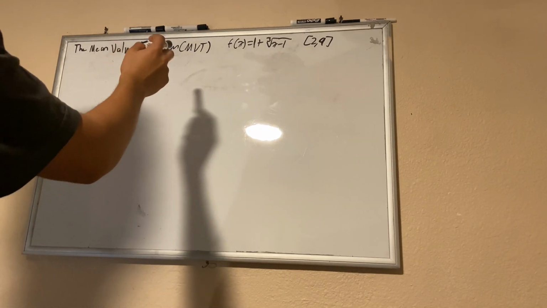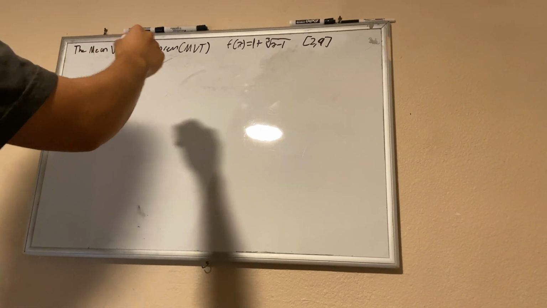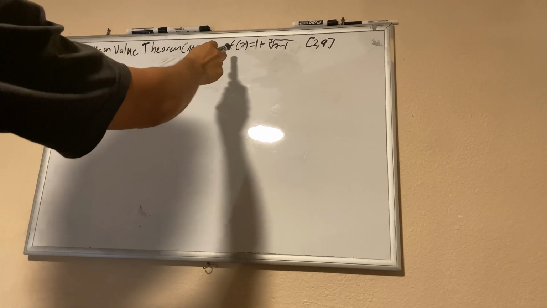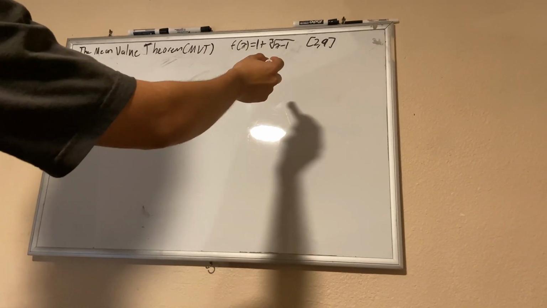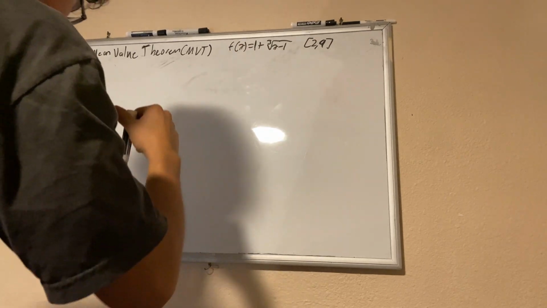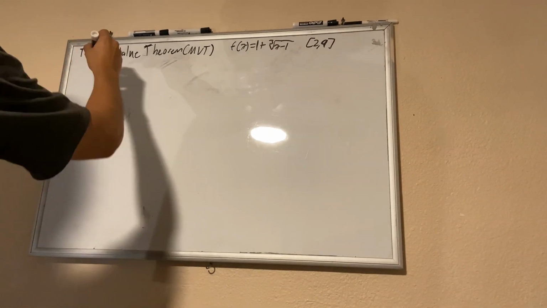So my topic is MVT, the mean value theorem, and my first equation will be f of x is equal to 1 plus cubic root of x minus 1, and our points will be from 2 to 9. So first thing we're going to do is find our hypothesis.